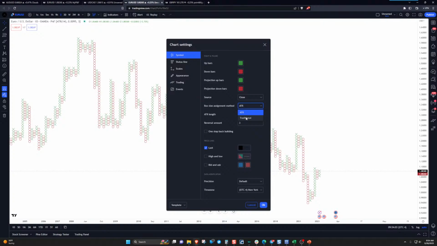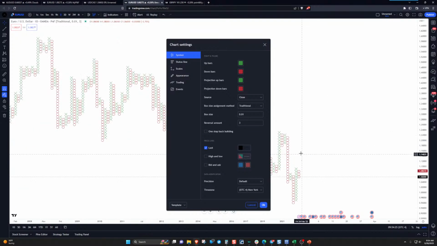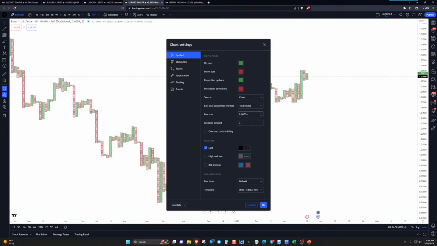And without going into a ton of detail, the reason that TradingView does this is because of how it works. I won't get into it. This is just what you have to do with TradingView. Other software, you would have to do similar things, but ATR, average true range, we don't want that. We want traditional. And then, I don't know what it'll do on your screen, but then you have box size. So we're going to go to like a 5 pip chart. All right. So 0.0005. So for foreign currencies, non-yen pairs, at least for the euro dollar, that is a 5 pip chart.